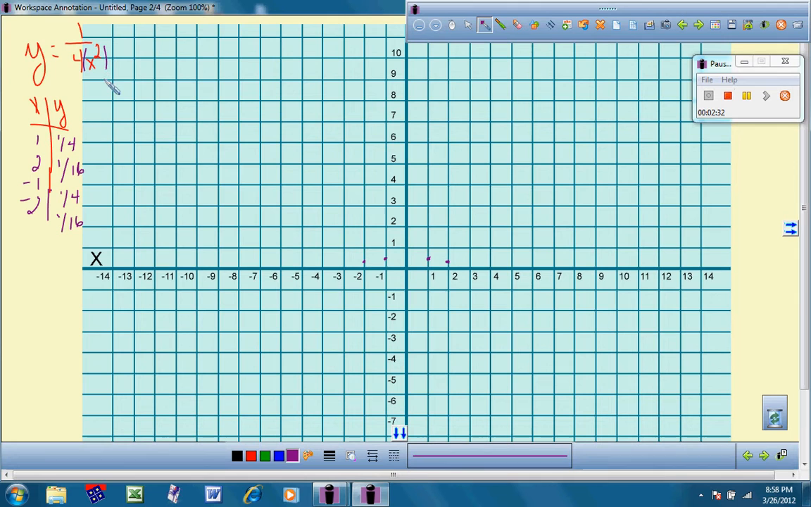Alright, we can't choose 0 because we can't have 0 in a denominator. We can continue to choose any positive and negative numbers we want, and what you're going to notice is that those values are never going to go below 0. So what you're going to end up getting is a graph that's shaped like a bell. You only need about 4 points, and you'll have one example just like that on your test.